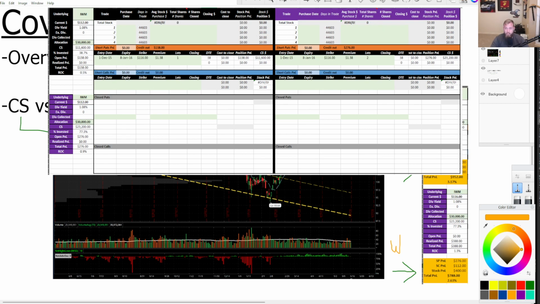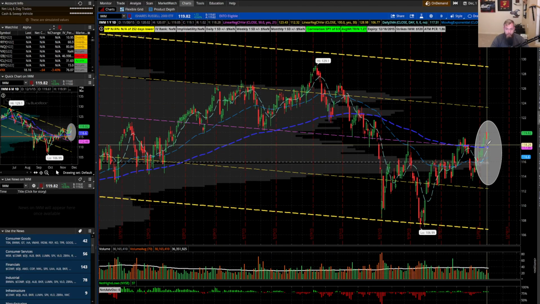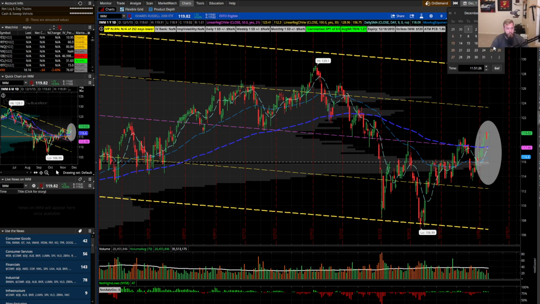Okay, so this is the first trade. Now I am going to fast forward time. What I did, since we have no existing position on right now, I literally just went straight to expiration.